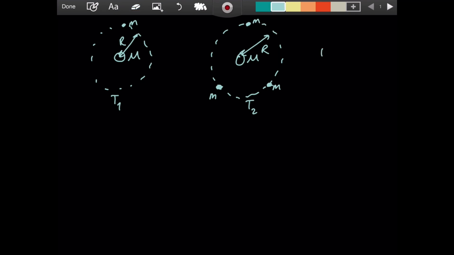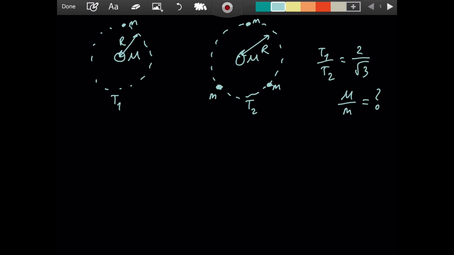Now we're told that t1 divided by t2 is equal to 2 over the square root of 3. And we're asked to find capital M over little m. Why don't you pause the video, try to do this on your own, and when you're ready, continue the video, please. Cool, I assume that you tried it or you just want to see the solution.